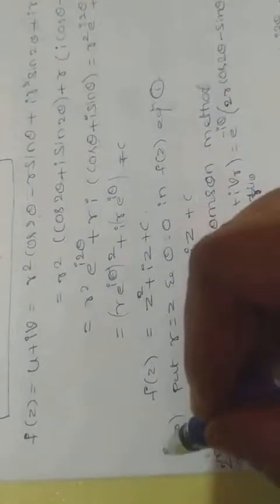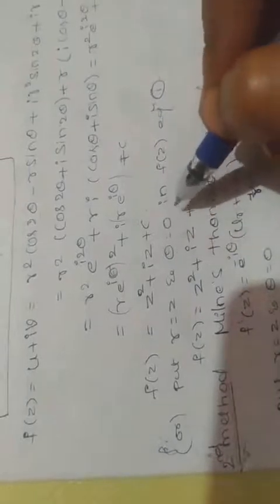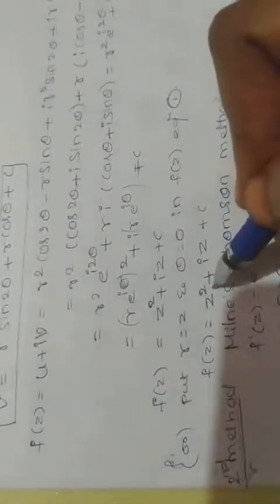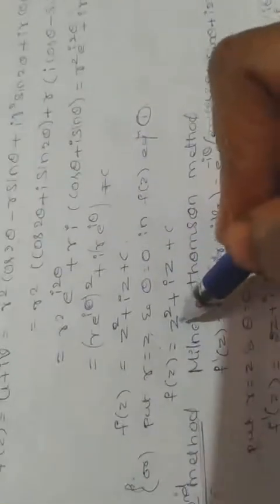Or directly, write f′(z) by using Milne's method. In f′(z), put r = z and θ = 0. Here also, if you take r = z and θ = 0 in equation number 1, you will directly get the same answer.